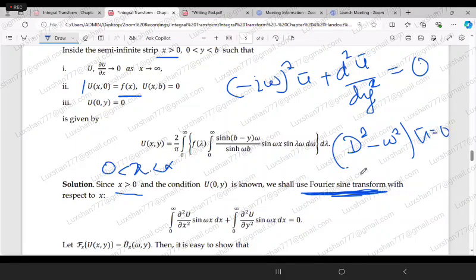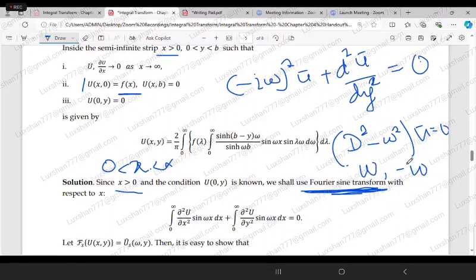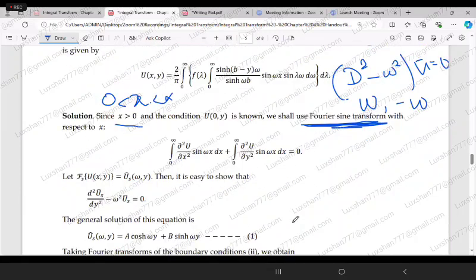So we have two solutions. One is omega and the other one is minus omega. Therefore, the solution, as you all expect, you can write as u bar equal to A into e to the power omega y plus B into e to the power minus omega y.